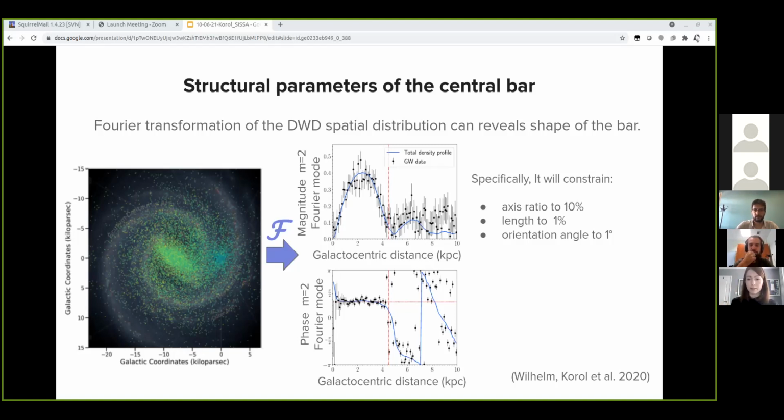And here in this study, by fitting the data with the model, the Fourier transform of the model this time, we were able to recover the bar's axis ratio to 10%, the bar's physical length to 1%, and orientation with respect to us to 1 degree. And again, this would be very competitive measurements compared to optical ones, optical and near infrared actually.